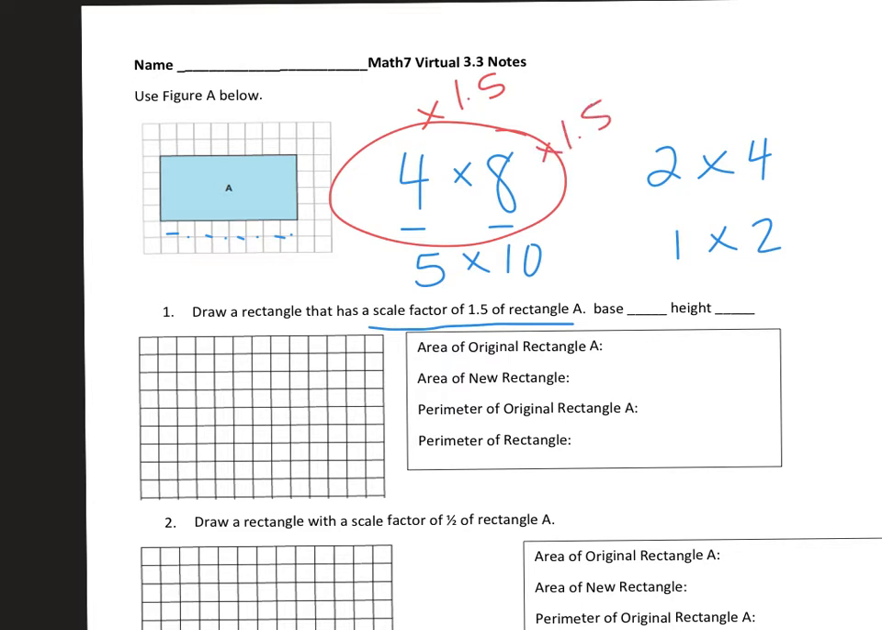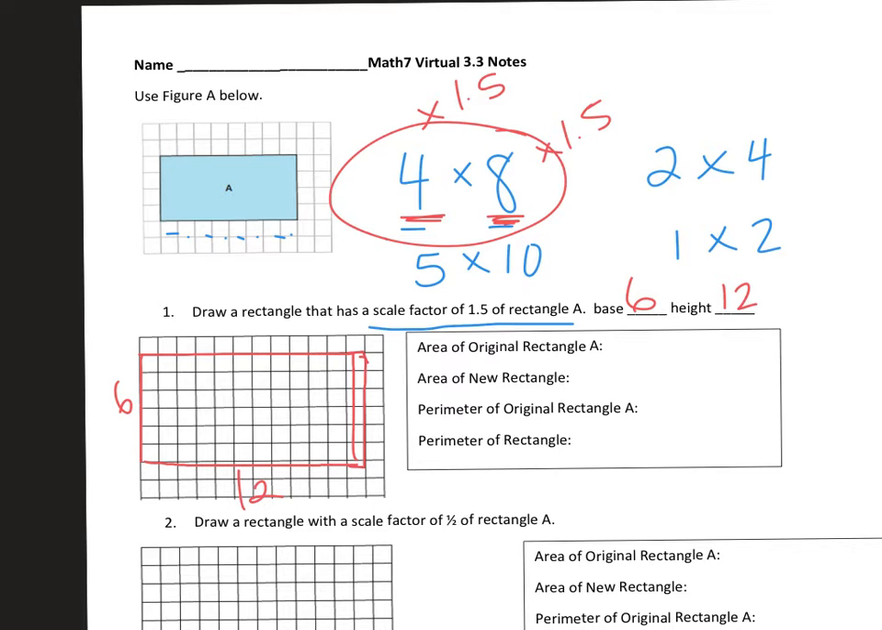To multiply something by 1.5, you take the number and add half of it. So 4 plus half of 4 is 6, and 8 plus half of 8 is 12. So I'm going to make a 6 by 12. So 1, 2, 3, 4, 5, 6, and 1 through 12. So it should look similar. This is 6, this is 12. Oops, I need to make it go a little bit farther to the right.